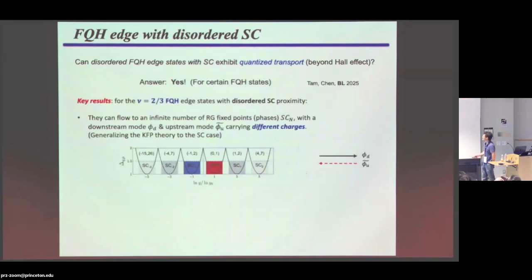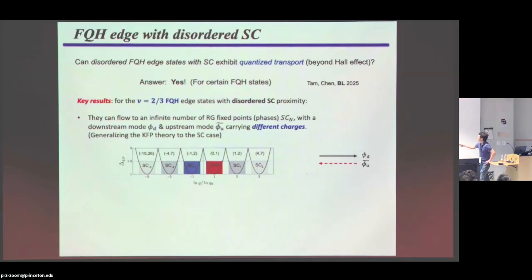So this is summarizing what I'm going to talk about next, in case I can't finish. Basically, we recently posted this paper showing an answer of yes, in the example of the nu equals 2/3 fractional quantum Hall state. And here we do not require a clean edge. Basically, we just work with the disordered superconducting proximity. What you can show is that the story is similar to the Kane-Fisher-Polchinski theory, but now with superconductivity you have more possibilities of edge backscattering couplings. Eventually, you find that there's an infinite number of RG fixed points you can flow into, depending on the velocity matrix of the edge fields.